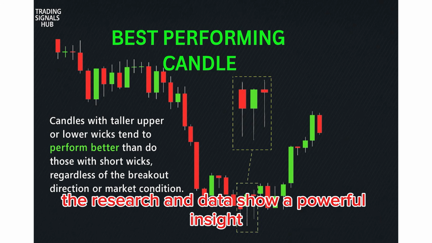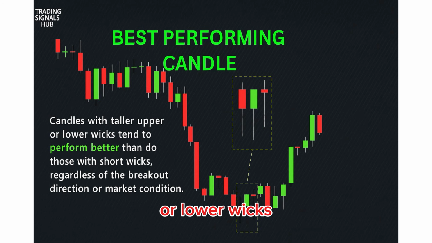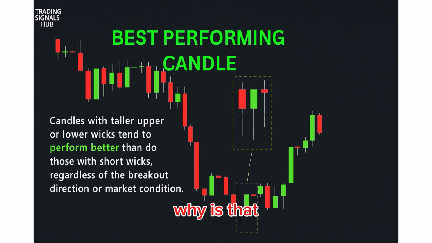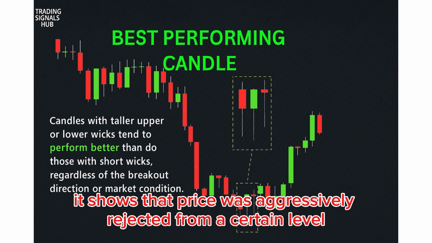The research and data show a powerful insight. Candles with taller upper or lower wicks tend to perform better after a breakout than those with short wicks. Why is that? A long wick represents a fierce battle between buyers and sellers. It shows that price was aggressively rejected from a certain level.